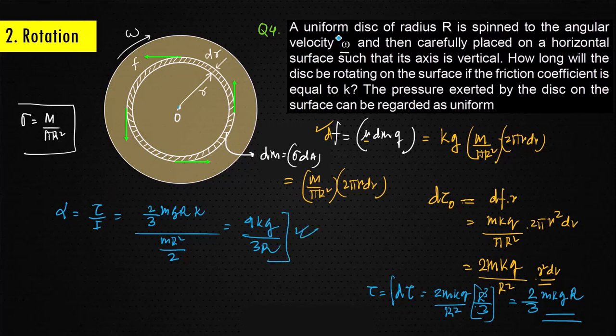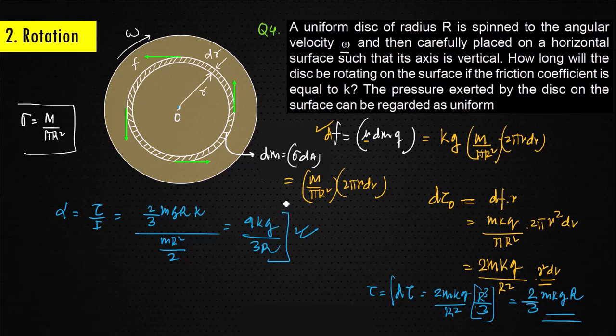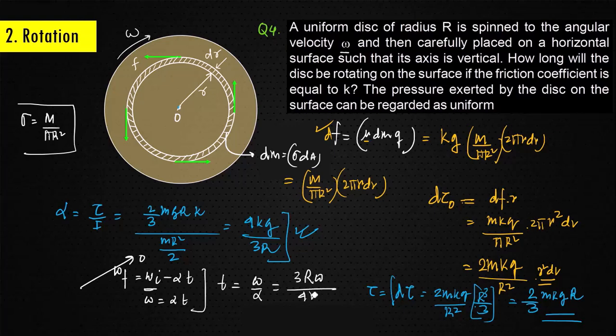Initially the disk starts with an angular velocity of omega. Finally it stops and you are asked to calculate the time. So omega final should be equal to omega initial minus alpha into t. Omega final is 0. Omega initial is given as omega. So omega should be equal to alpha into t. From that I can calculate the value of t. That should be equal to omega by alpha. So the final answer is 3 capital R omega divided by 4 kg. That is your answer. This is the time after which the disk will stop.